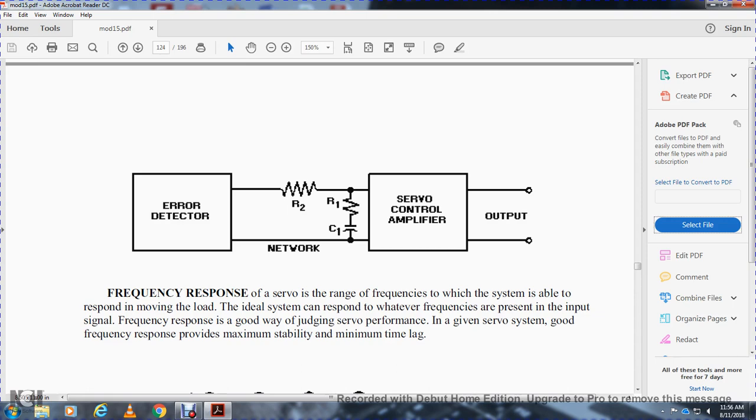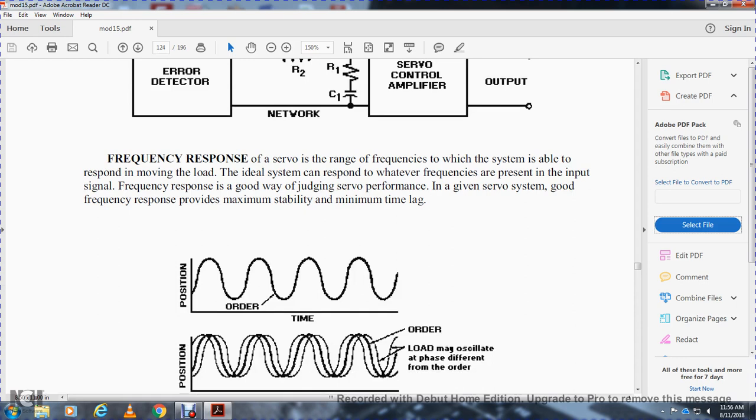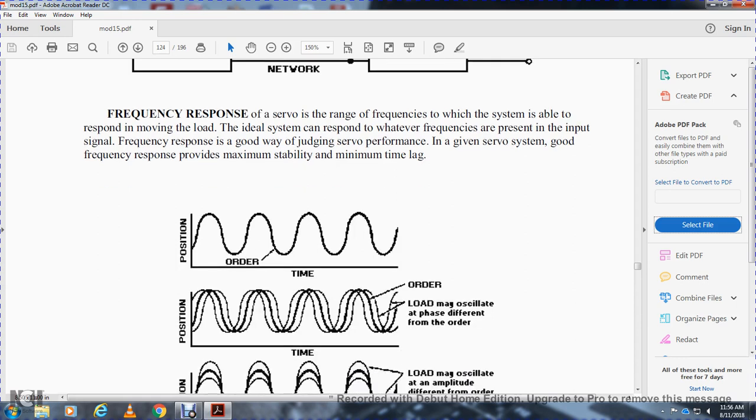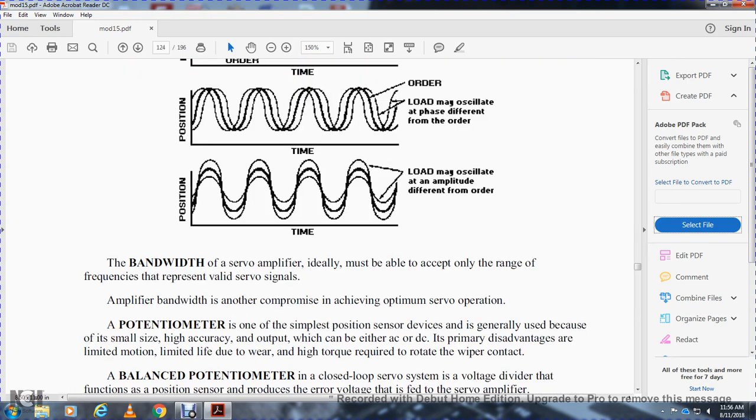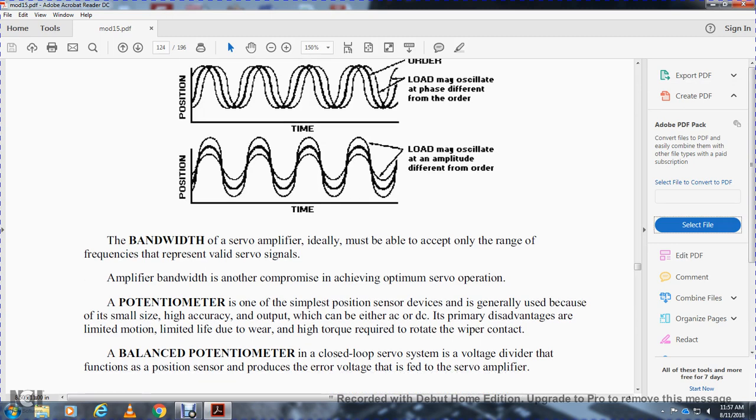Frequency response provides the maximum stability with the minimum time lag in position order. The load's oscillation has a phase and amplitude different from the order. The bandwidth of the servo amplifier ideally must be able to accept only the range of frequencies represented by the servo signals. The amplifier bandwidth is another compromise in achieving the optimum servo operation.